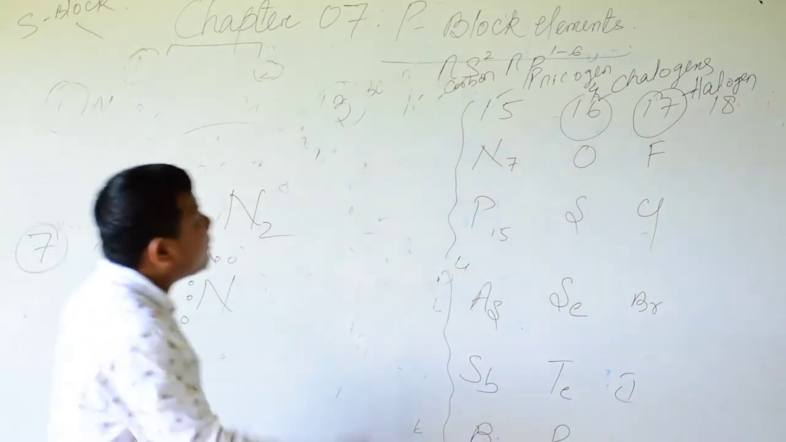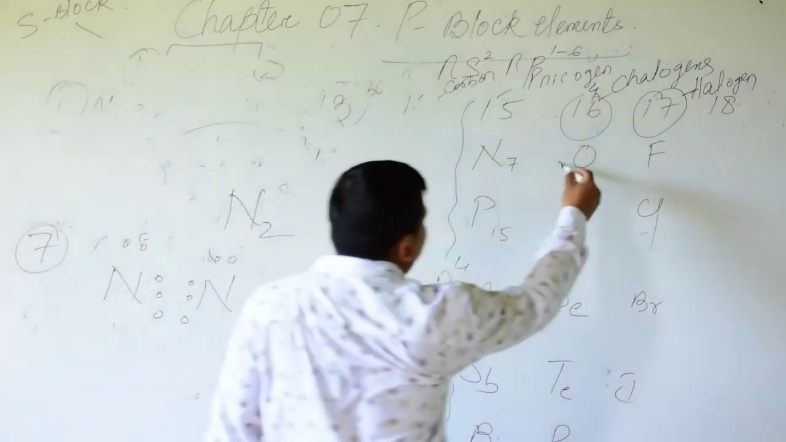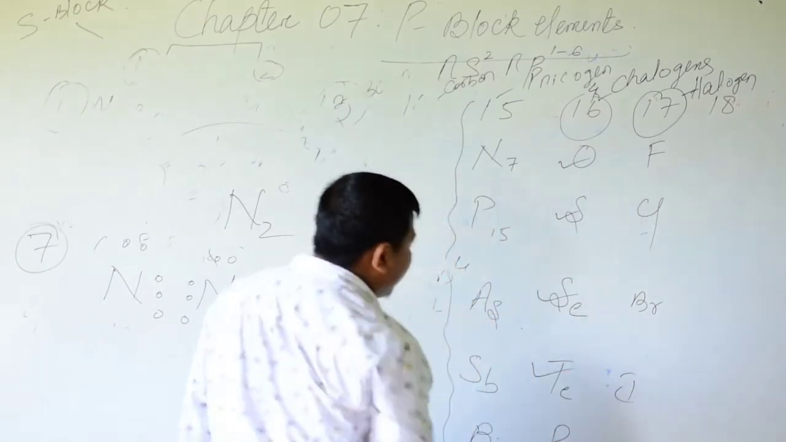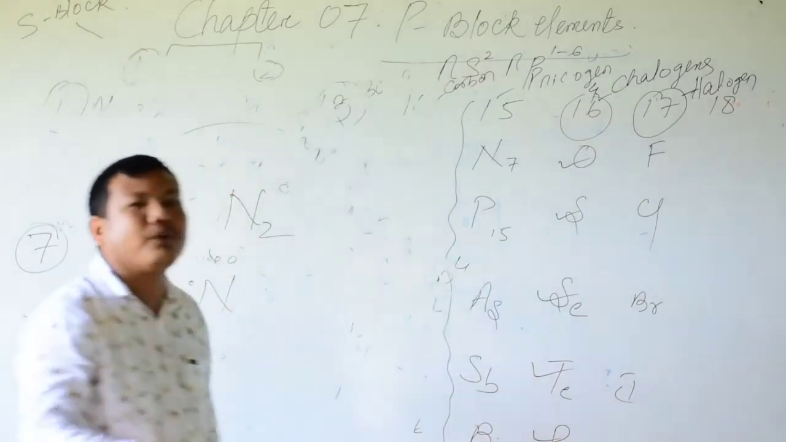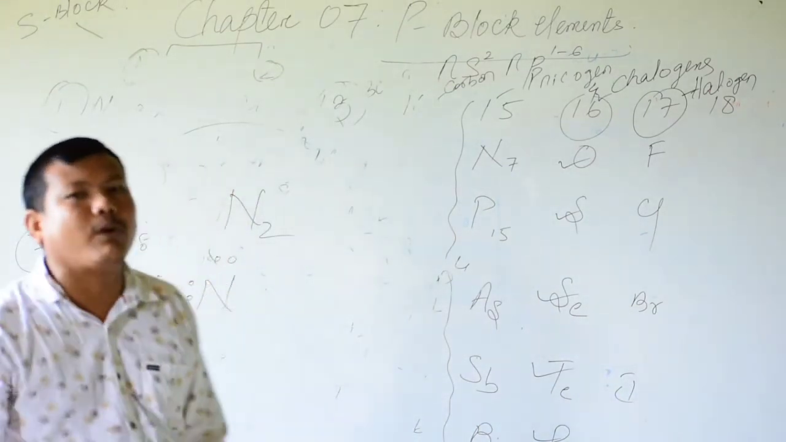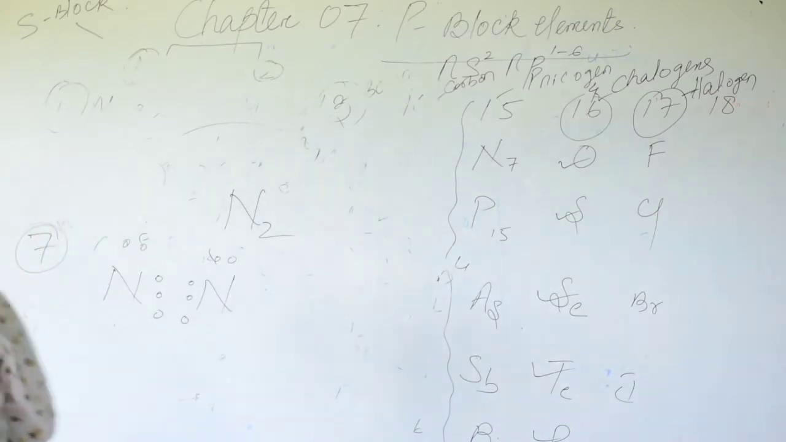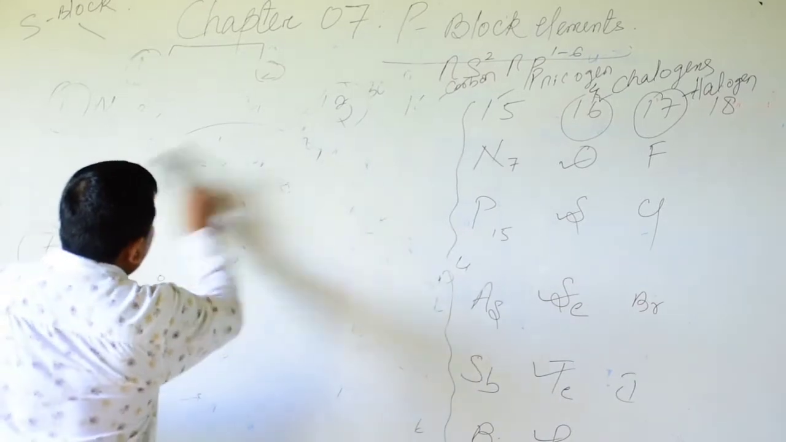Let's come back to group number 16 again. In group number 16, we have oxygen, sulfur, selenium, tellurium, polonium. So as I have written, now we will go for the electronic configuration, one of the most important ones. So how to make the electronic configuration of group number 16? I will show on the board.